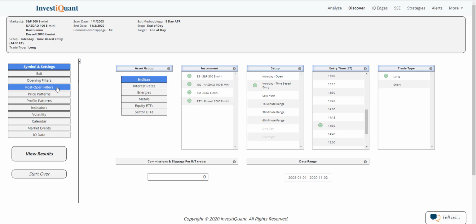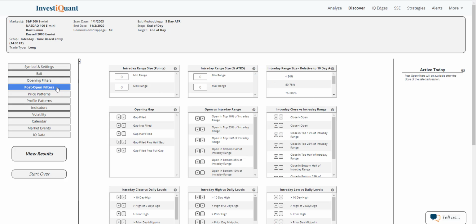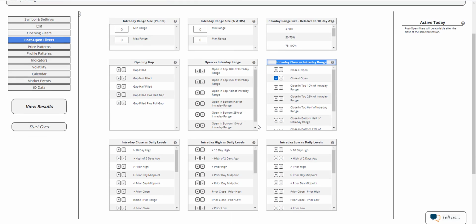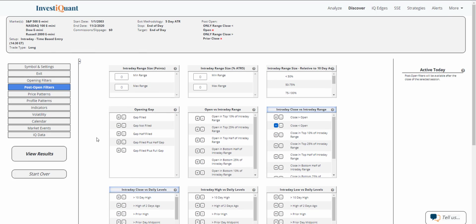Eastern Time. Next, I'm going to go into post-open filters, and this is where I can create that type of price action where we're trading below the open. So intraday close versus intraday range, I can put close below the open. And then if I scroll down just a little bit, I've got my screen blown up right now. I'm going to come to this close above prior close. So intraday close versus daily levels equals above prior close. And that's going to mean that the price as of 2:30 is above the prior day closing price. And for the S&P, we are just barely above that right now. So by the time this recording actually goes out, I have no idea if we'll be above it or below it, but I'm going to go ahead and leave it in there because that's the pattern that we're currently seeing.